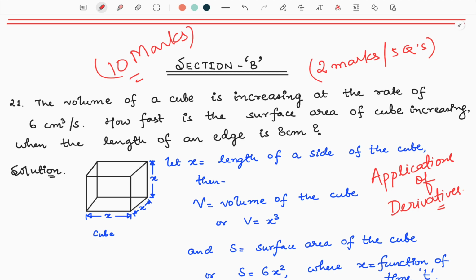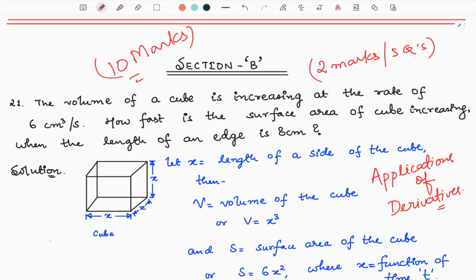The question says the volume of a cube is increasing at the rate of 6 centimeter cube per second. How fast is the surface area of the cube increasing when the length of an edge is 8 centimeter? Here we have to find the surface area increasing rate, that means dS by dt, and in the question dV by dt is given, and we have to find dS by dt when the edge length is 8 centimeter. So how to solve this question?